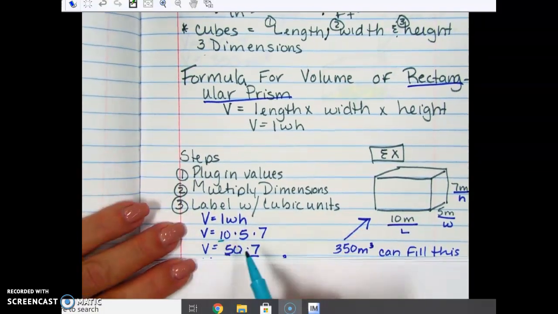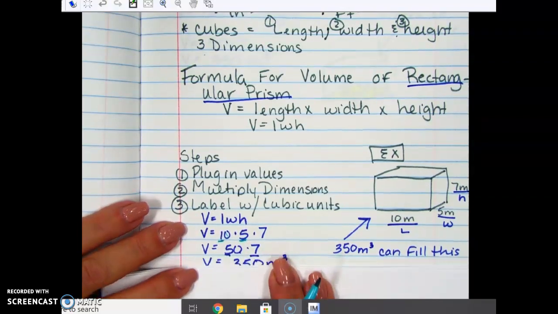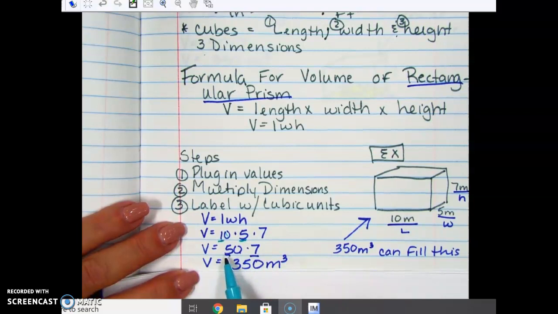I take my basic fact, 1 times 5 is 5, and then I count the zeros and I put that in. Now I do the same thing here. Find the basic fact, 5 times 7 is 35, and then there's 1 zero that I must add on. So my answer is 350 meters cubed. So there are 350 cubes that are shaped as 1 meter by 1 meter by 1 meter that can fill this shape.